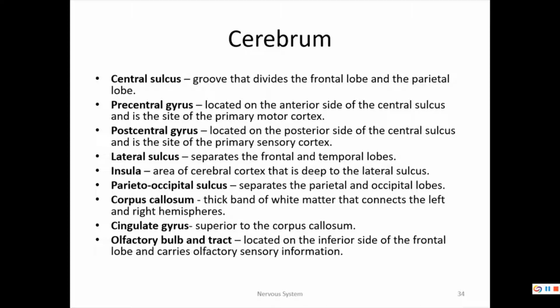The first thing I want to talk about is the central sulcus. It is the dividing line from the frontal lobe to the parietal lobe. In front of the central sulcus, there is a gyrus called the precentral gyrus. It is part of the frontal lobe and serves as our primary motor cortex, which is a very fascinating area. There's a little mapped out area on this called a motor homunculus. Homunculus means little man. And the postcentral gyrus is behind the central sulcus, posterior to it, and it's on the parietal lobe. And it is the site of the primary sensory cortex.